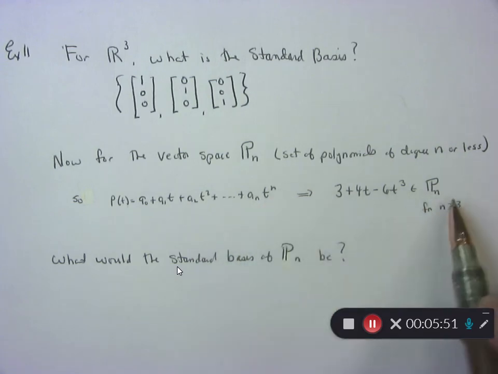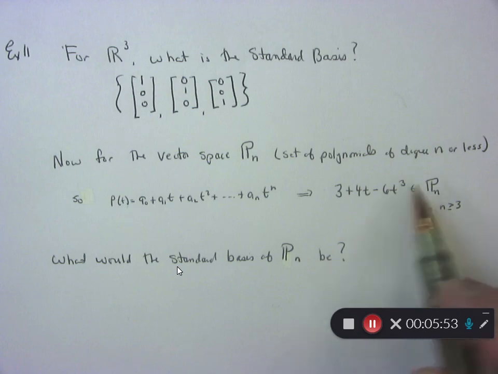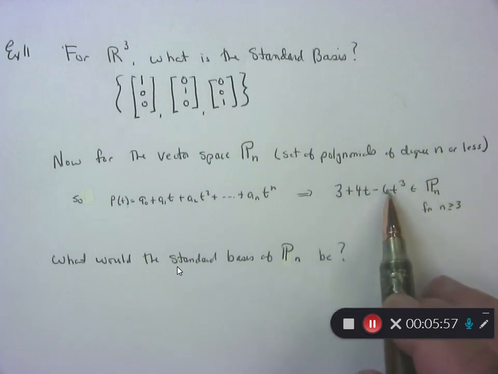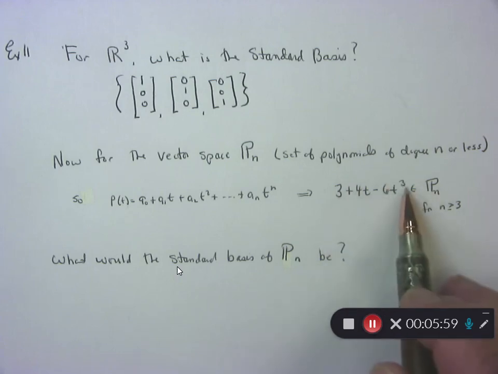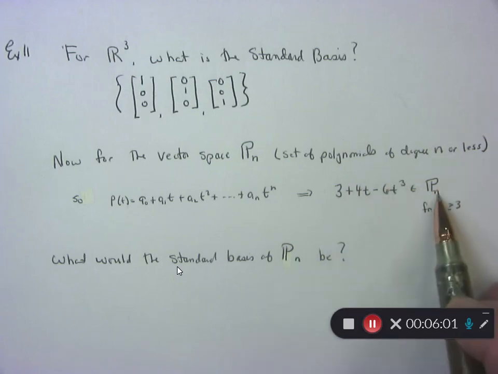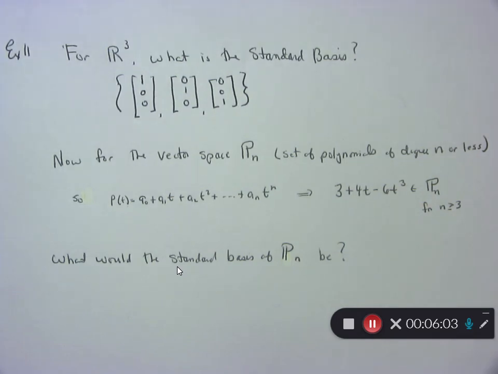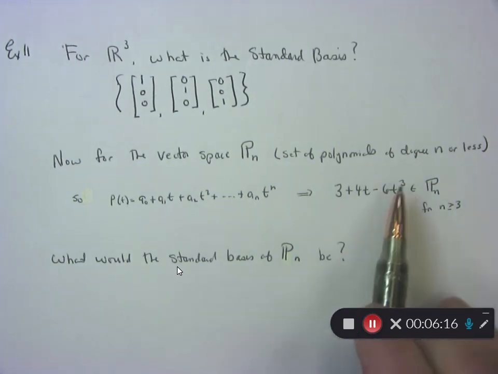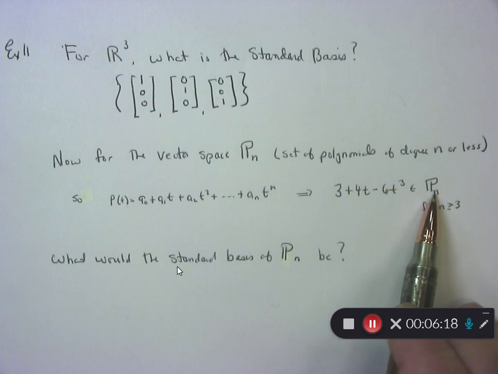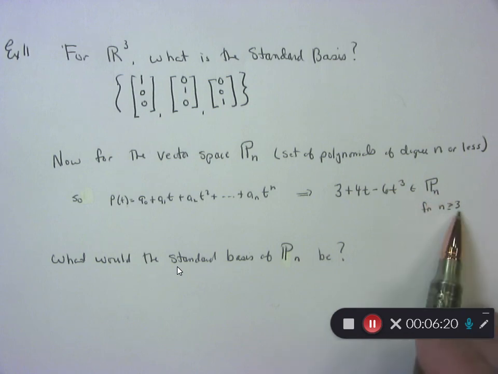So an example here, for example, in Pn, 3 plus 4t minus 6t cubed, this would be a polynomial, as long as the n has got to be 3 or bigger, okay? This is a cubic polynomial, so it's got to be a P3. If I did a P2, this vector would not exist because you're stopping at 2. So the degree has to be basically identified. Here, the 3 is the degree. So here, for your Pn, n's got to be greater than or equal to 3.